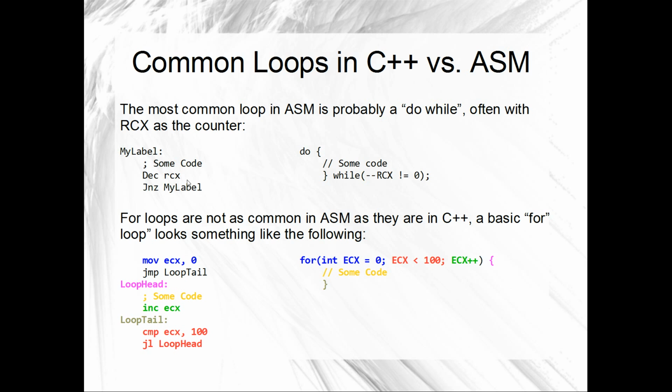Like I said, this loop just up here is more common in assembly, but you will also come across times when you want to use a for loop. So that's just one way to do it anyway.